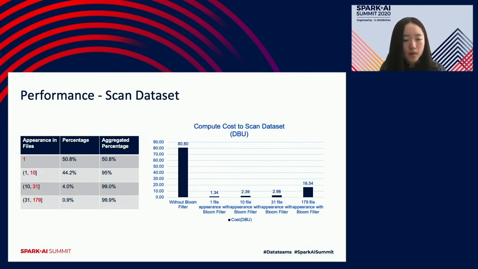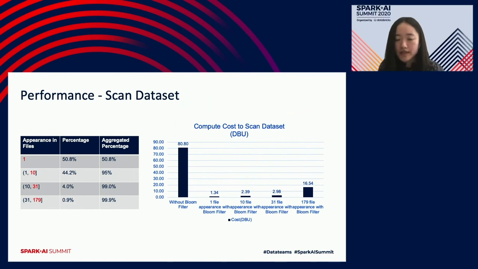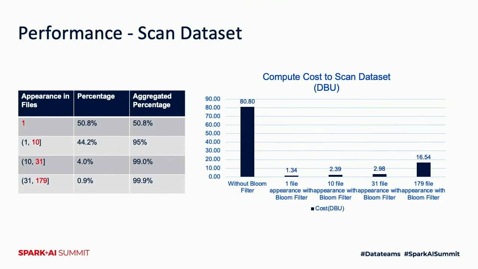So we picked a couple of IDs that appear in different numbers of files and ran the GDPR query on top of them. We also ran the Spark job without Bloom filter to get a baseline of cost. It turns out Bloom filter is very helpful in terms of cost saving. For example, for the ID that appears in 31 files, we can save more than 90% of the cost. And this case can already cover 99% of the IDs.